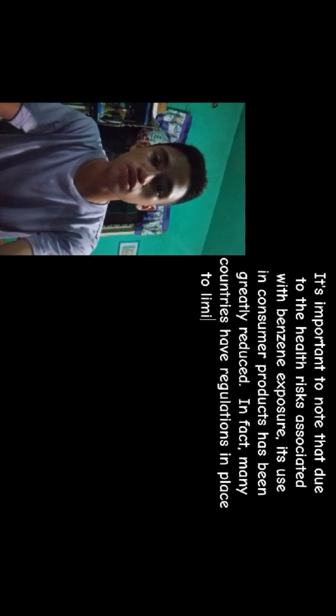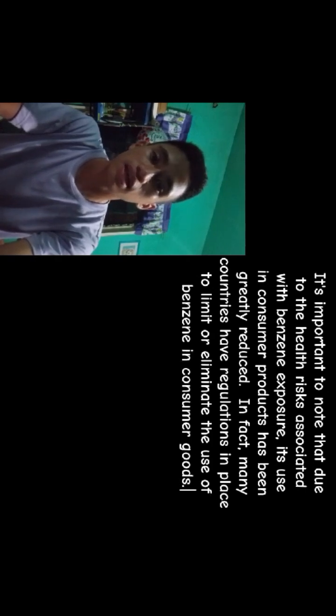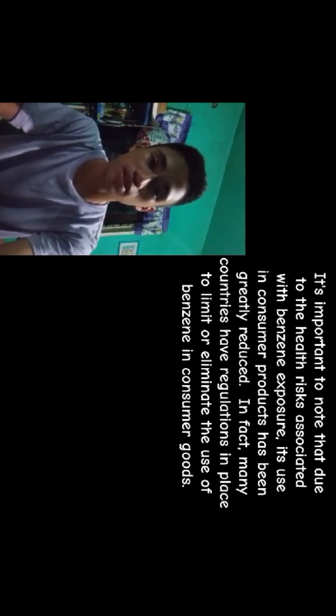It's important to note that due to the health risk associated with benzene exposure, its use in consumer products has been greatly reduced. In fact, many countries have regulations in place to limit or eliminate the use of benzene in consumer goods. What is the substance you choose?